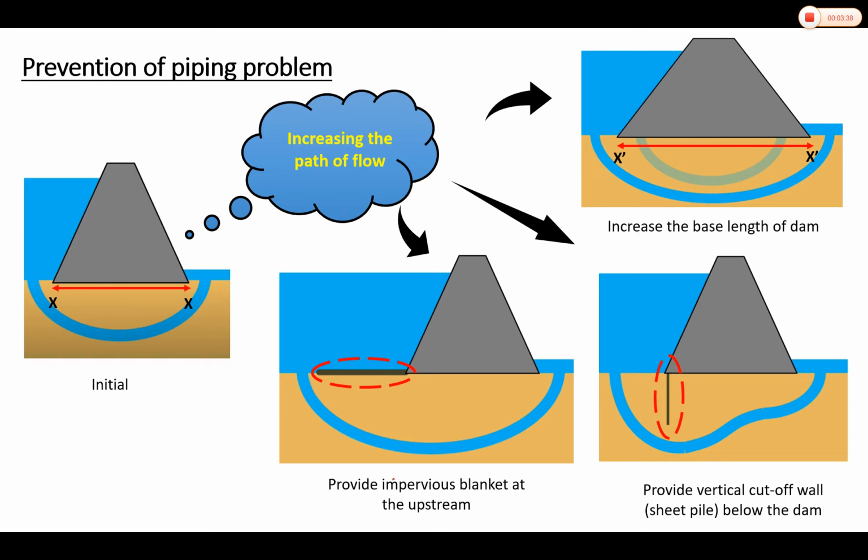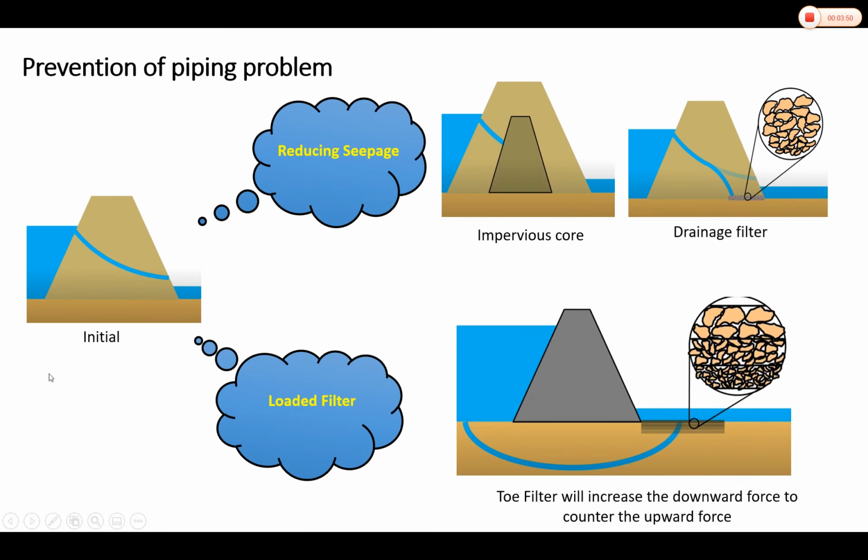Besides that, we can also have the impervious blanket at the upstream here. The impervious blanket is made from impermeable type of soil. And then we can also reduce the seepage. By reducing the seepage, we will prevent the piping problem.